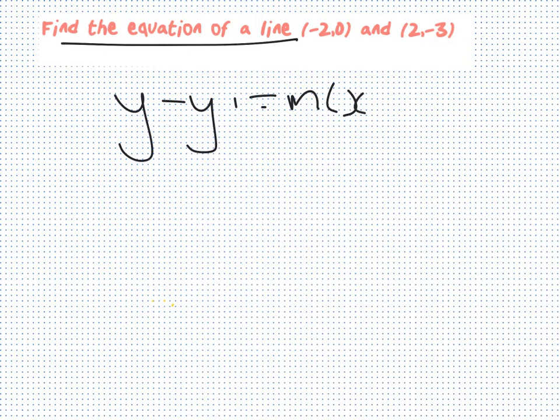We could be asked to find the slope if we're asked to find the equation of a line when we're given 2 points, minus 2 and 0, 2 and minus 3. So again, step 1, always write down your formula. And you'll notice you have 2 points, so you can call x1, y1, x2, y2.